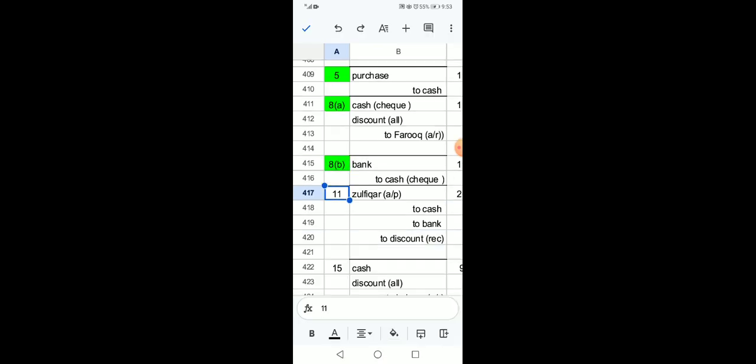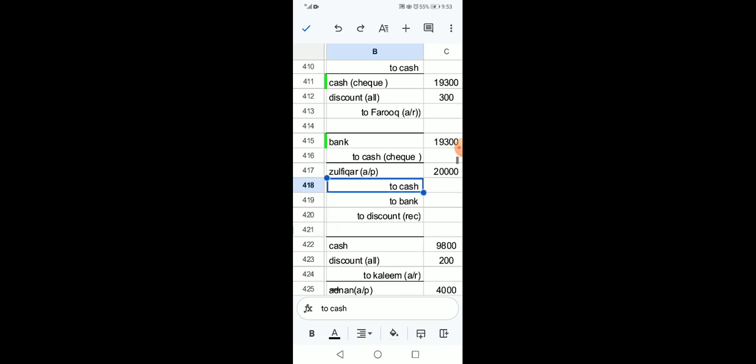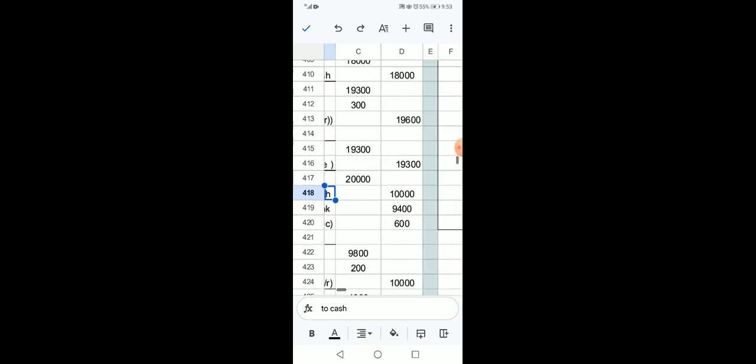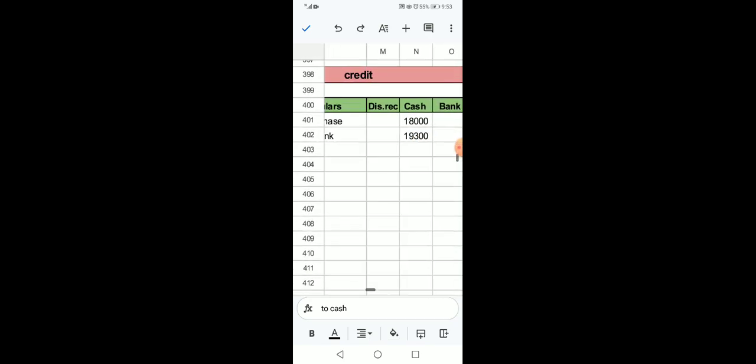Next entry is 11. There are 4 elements over here. We are associated with 3 elements. All of these 3 elements would be posted in the cash book because we are related with 3 accounts: cash, bank and discount. All 3 accounts are present in the single entry. Step by step we will do. First element is cash. Cash is credited 10,000. Go to the credit side of the cash and write down 10,000 over here.